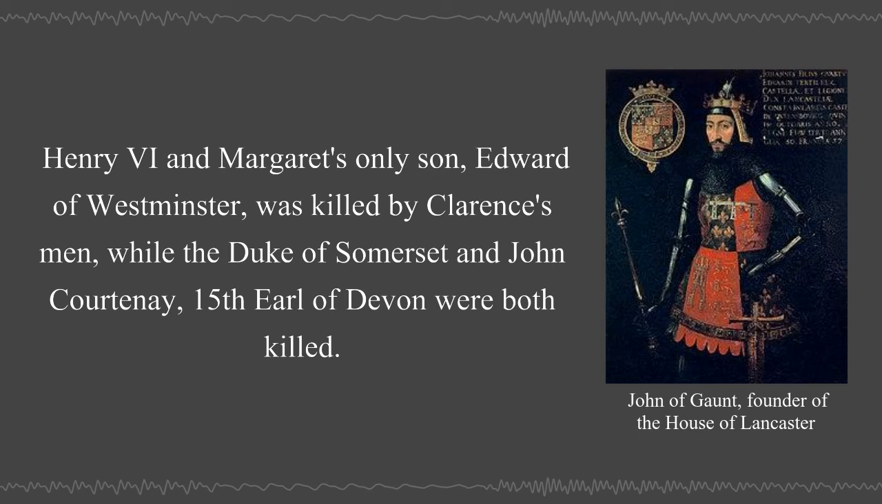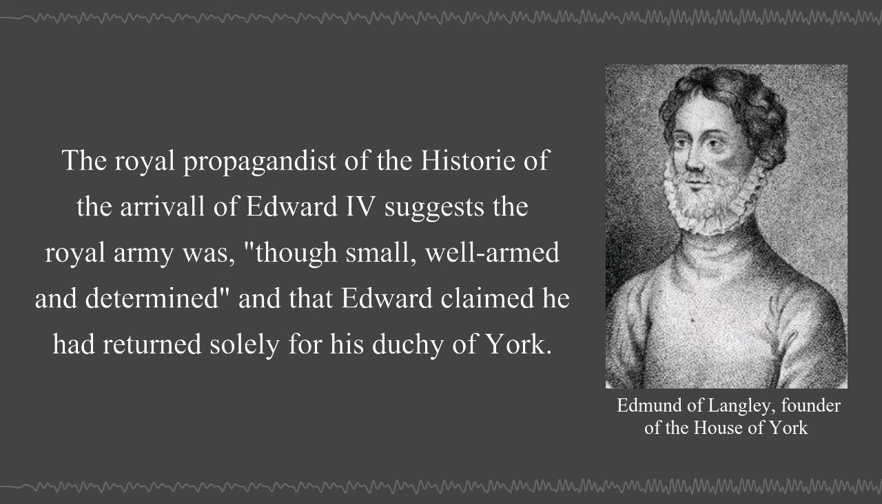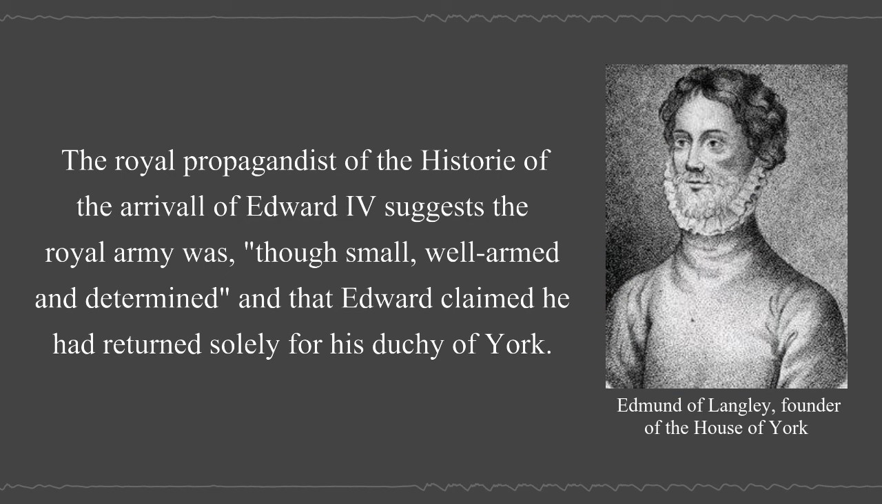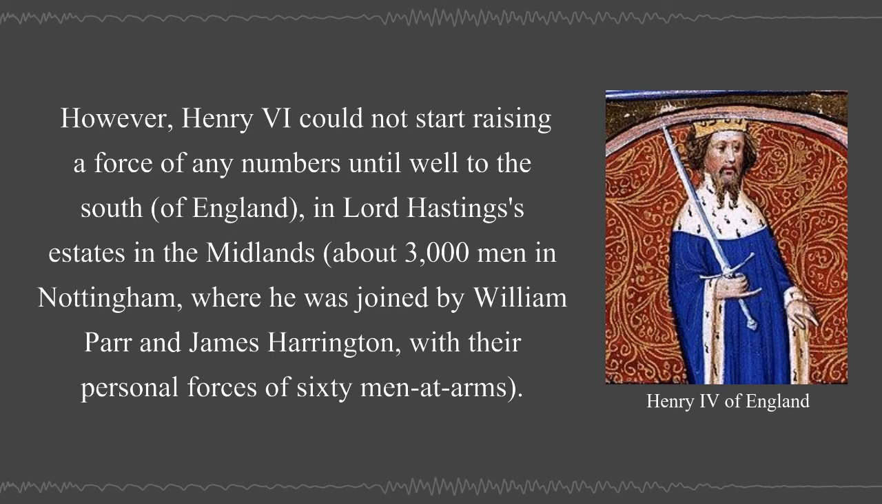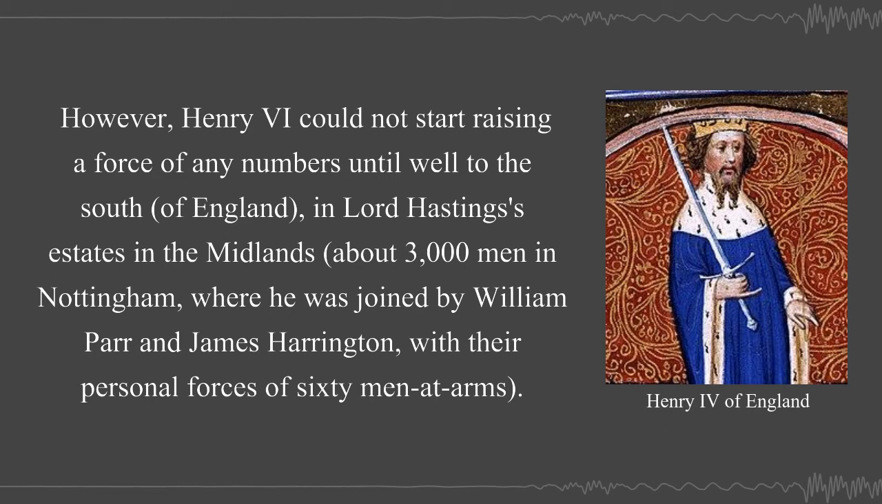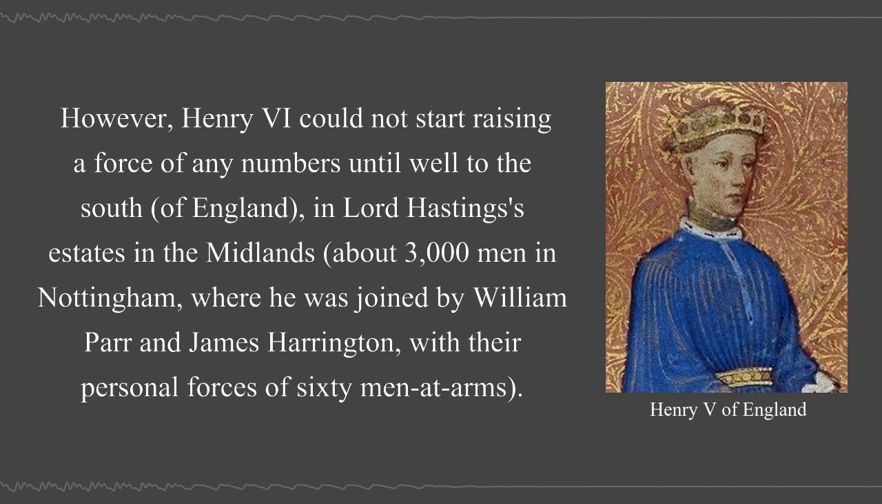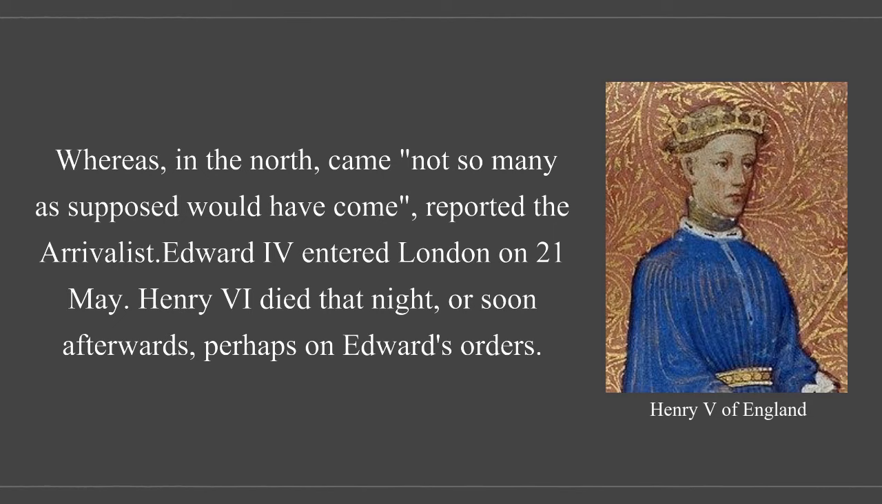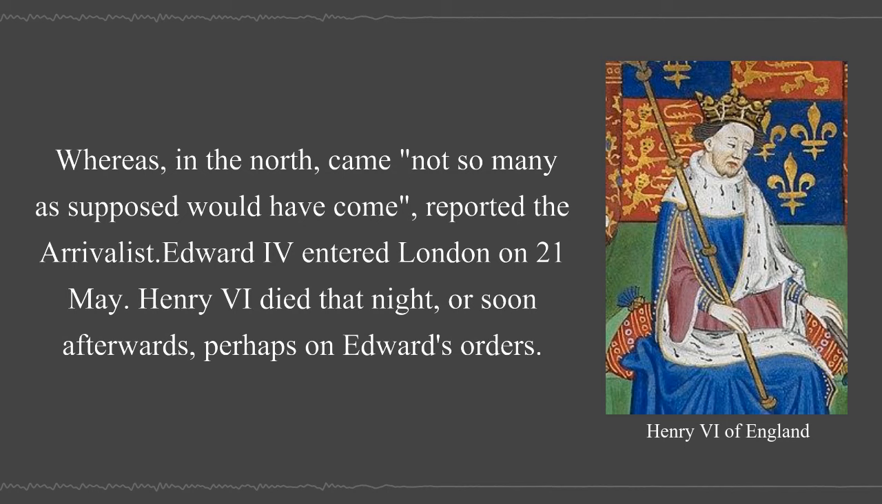The royal propagandist of the history of the arrival of Edward IV suggests the royal army was, though small, well-armed and determined, and that Edward claimed he had returned solely for his Duchy of York. However, Edward could not start raising a force of any numbers until well to the south of England, in Lord Hastings's estates in the Midlands, about 3,000 men in Nottingham, where he was joined by William Parr and James Harrington with their personal forces of 60 men at arms. Whereas in the north came not so many as supposed would have come, reported the arrivalist.